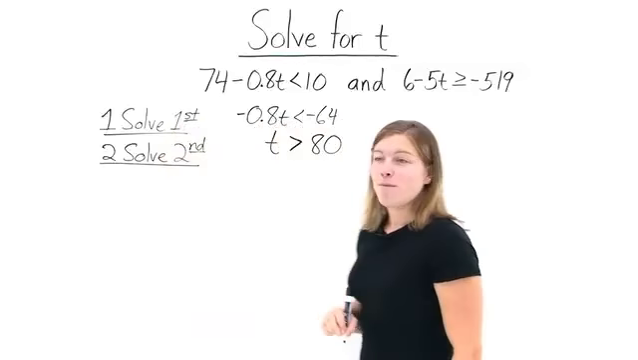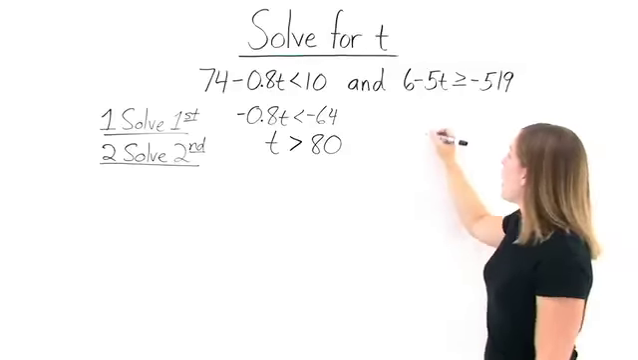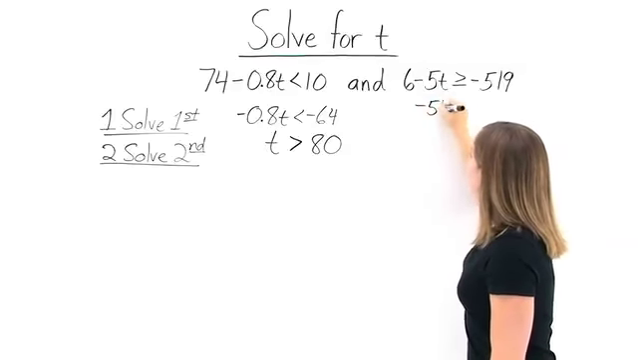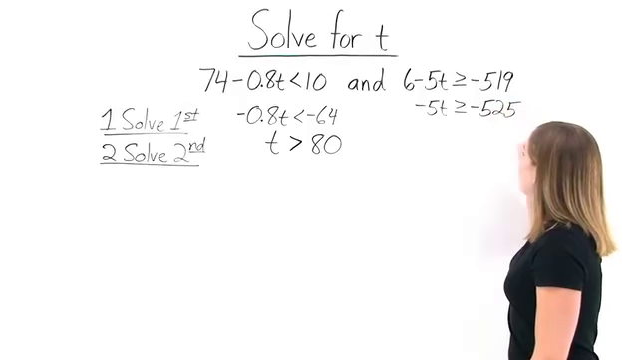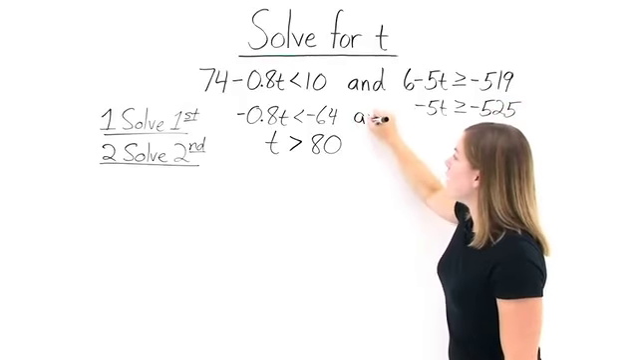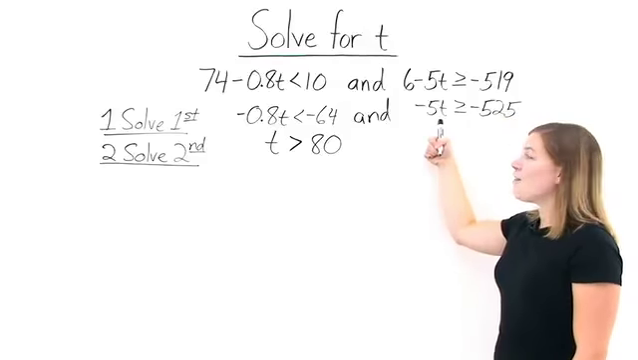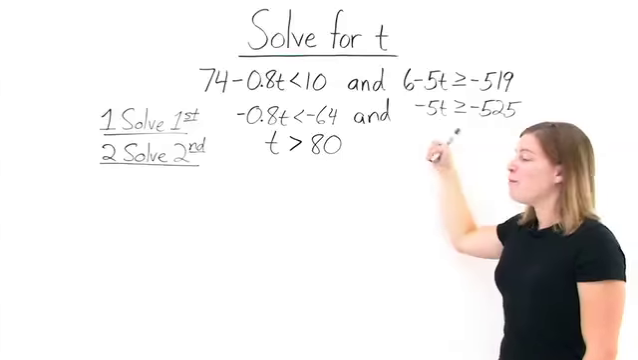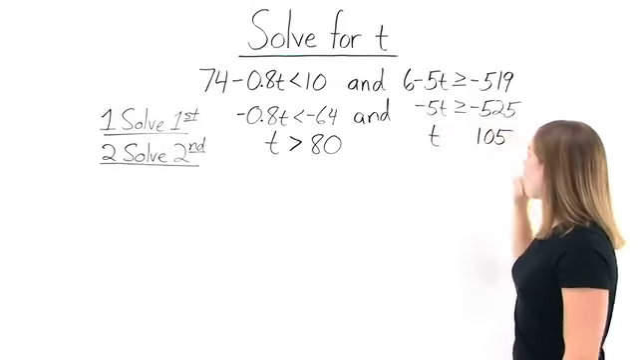When we do that, we have to do the same thing. Take this 6 and subtract it from both sides. We get negative 5t is greater than or equal to negative 525. Remember to bring down your "and" since this is a compound inequality. Now, we need to divide both sides by negative 5. When we do this, we get t on the left and 105 on the right.